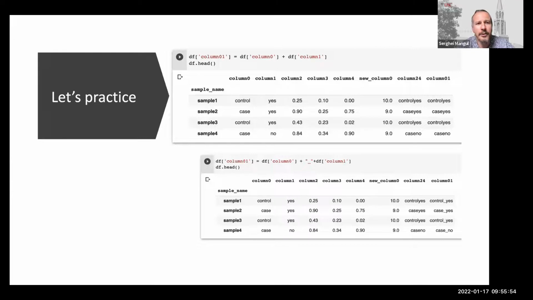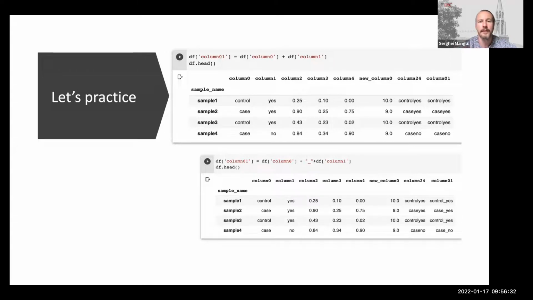Now, from the visual perspective, it's very hard to read: control yes. I would rather have some space, underscore, whatever. Don't put a space typically in the string which is part of the column, but rather I think the best is to put an underscore, for example. And this is what we do in the second command. We concatenate column 0 plus underscore, so we add another string.